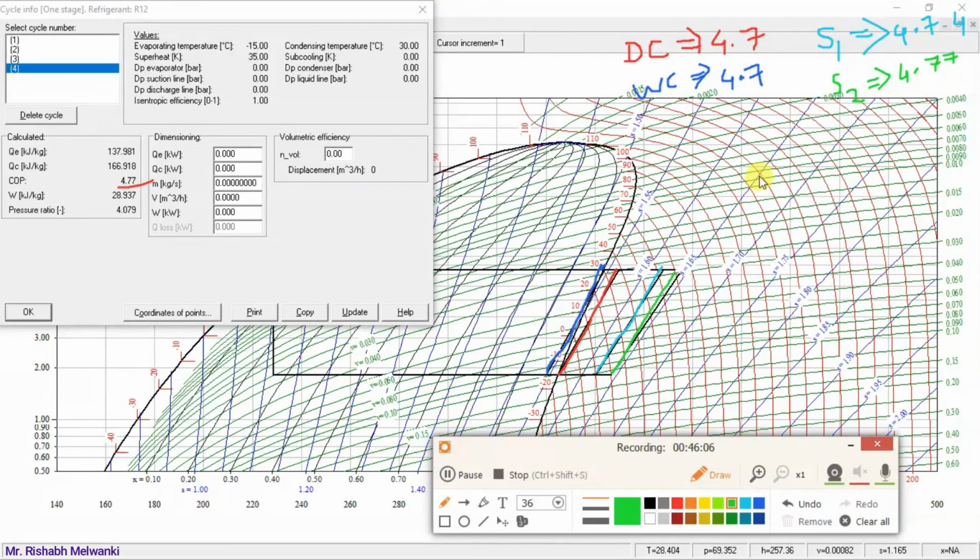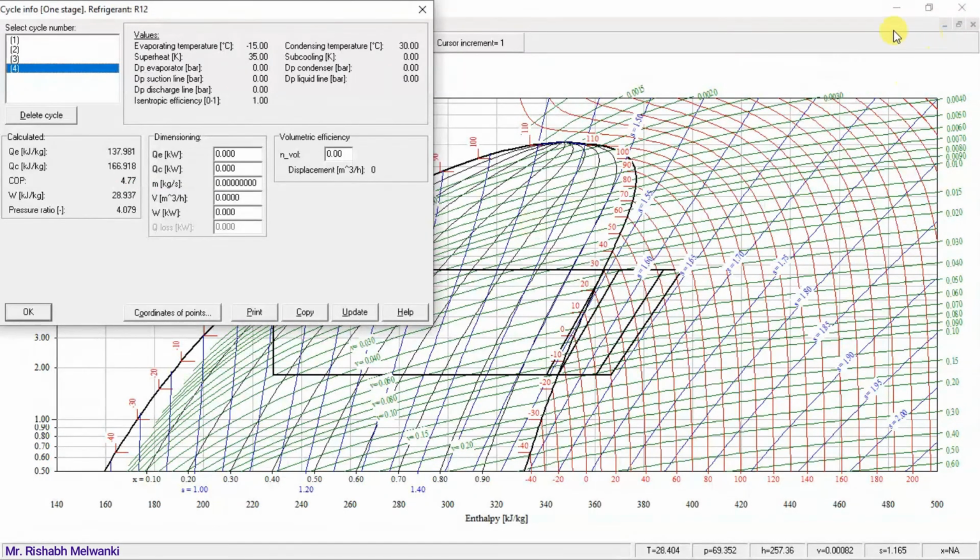So take a screenshot of this also, and compare it with the previous screenshot which you have taken for ammonia, and for R12 what we have taken. So you can compare the values. The same thing is written here. We'll go back to the presentation.